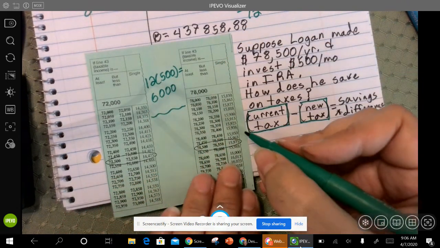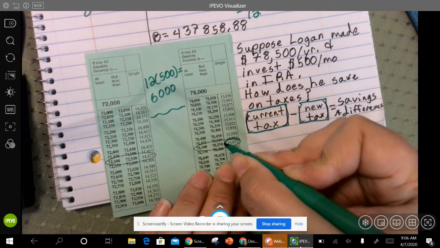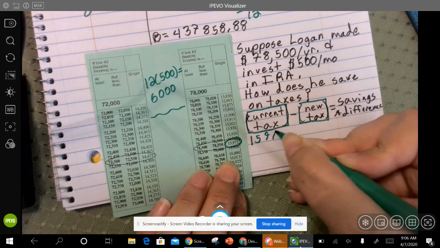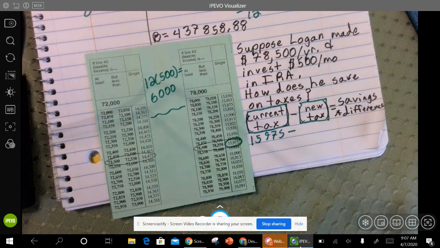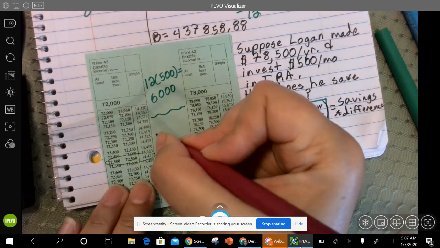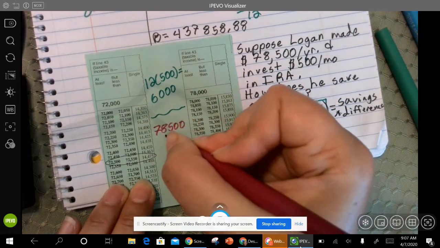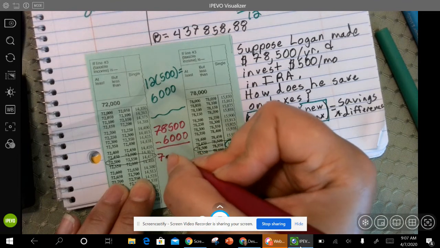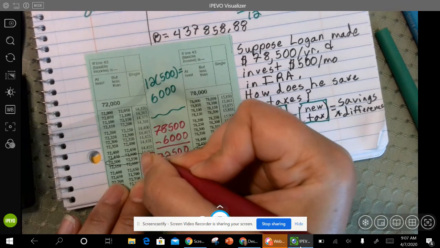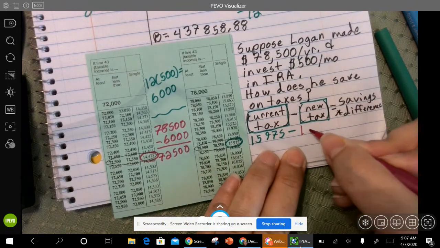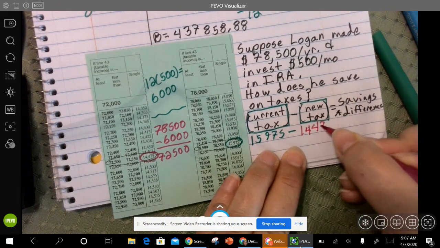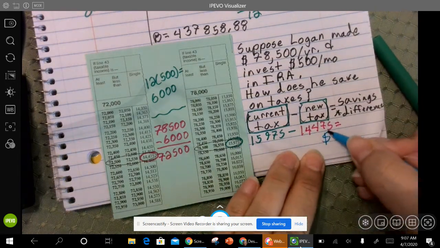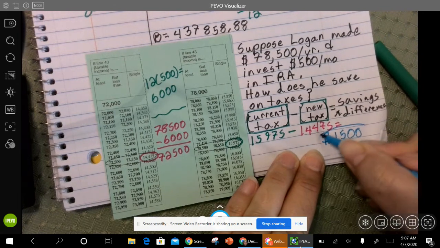So his current tax would be 15,975 minus his new tax. We're going to take that 78,500 minus what he contributed into his IRA, and we get 72,500. So now his new tax is 14,475. So the difference, or savings, is $1,500.